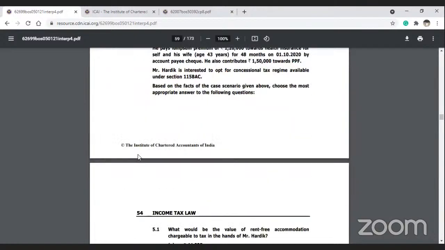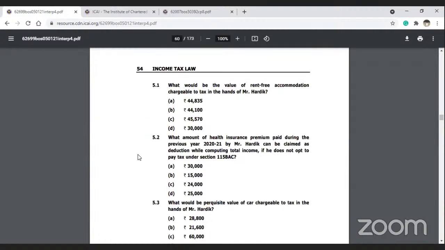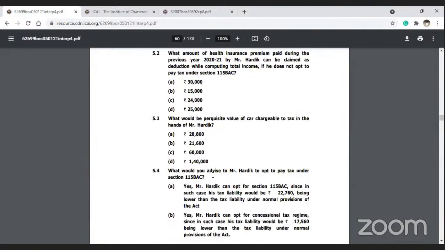7,91,800 as per 115BAC. What have they asked in the question? Salary income or total income? What would you advise? We'll have to calculate tax liability as per 115BAC and as per normal tax liability.